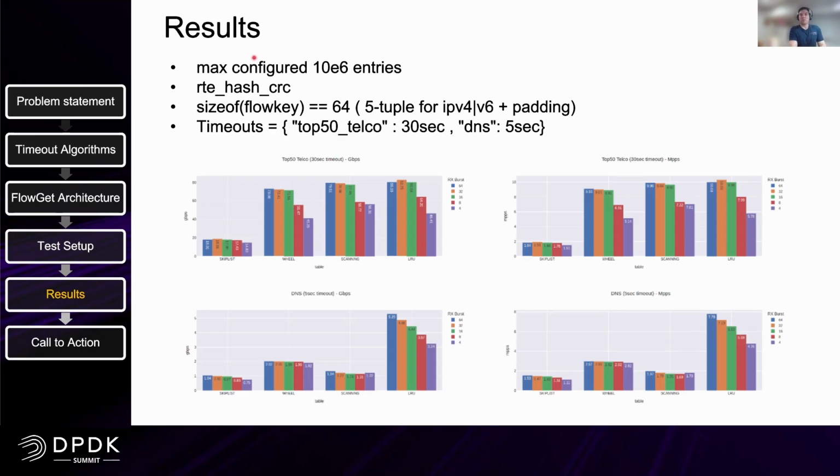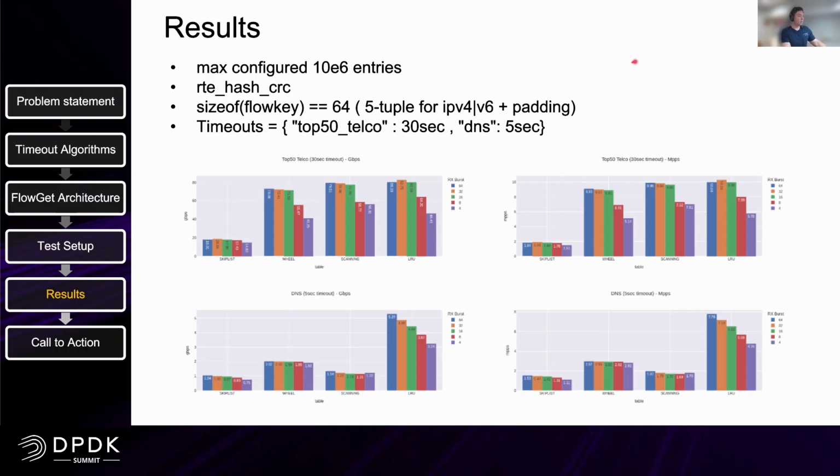Before we discuss the results, let's share here the configuration. We always measured with 10 million entries per table. We were using hash CRC, and the flow key was 64 bytes. The timeout selection was for the top 50, 30 seconds, and for DNS, much shorter, 5 seconds.